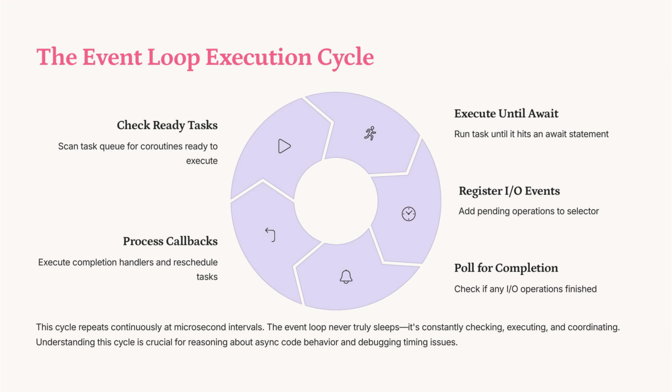The event loop execution cycle operates continuously, scanning for ready tasks, executing them until an await statement, and registering input-output events. It polls for completion of input-output operations and processes callbacks, rescheduling tasks as needed. This cycle is vital for understanding async code behavior and debugging timing issues.